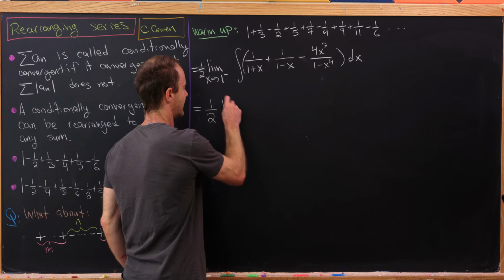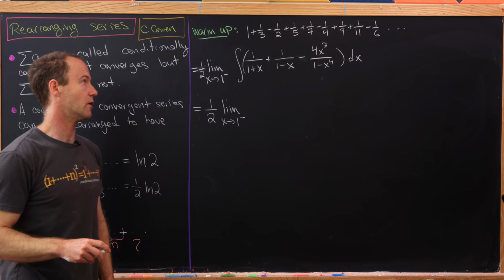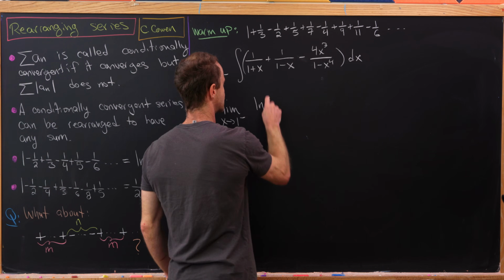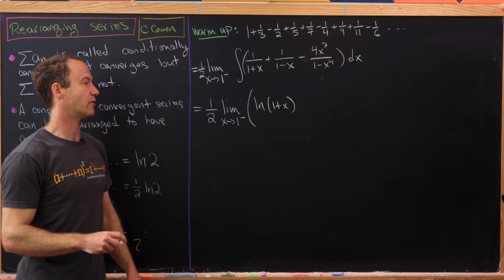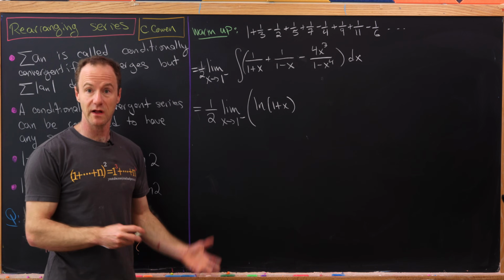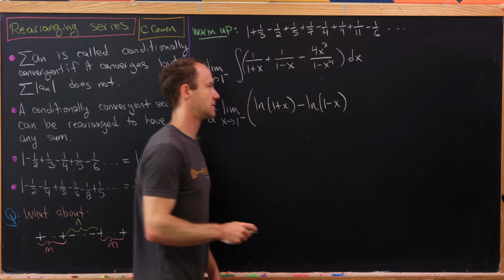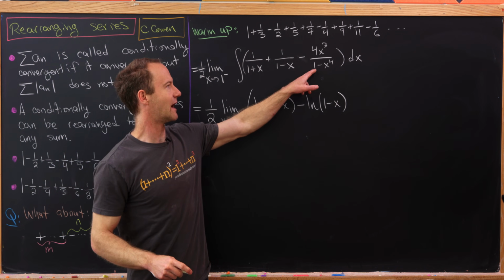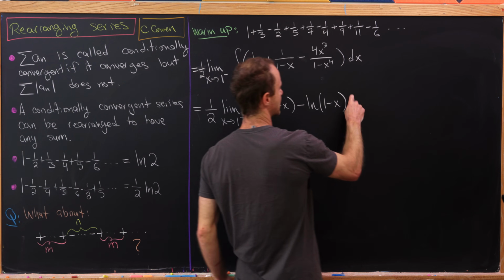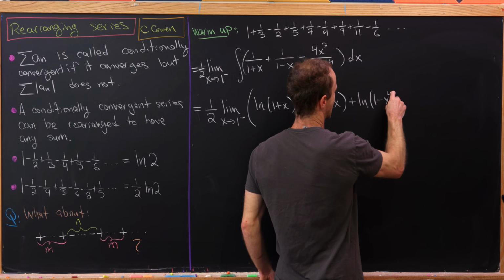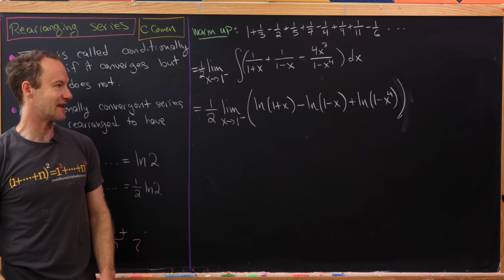So now we have 1/2, and then the limit as x goes to 1 from below. So the antiderivative of 1 over 1 plus x is simply the natural log of 1 plus x. So that's pretty straightforward. So the antiderivative of 1 over 1 minus x will be, well, it's going to be a natural log again, but now we will pick up a minus sign because of the chain rule. And then notice that the derivative of the denominator here is essentially inside of the numerator. So via a u substitution, that'll give us plus the natural log of 1 minus x to the 4th. Okay, nice. So that's the object that we need to take the limit of.